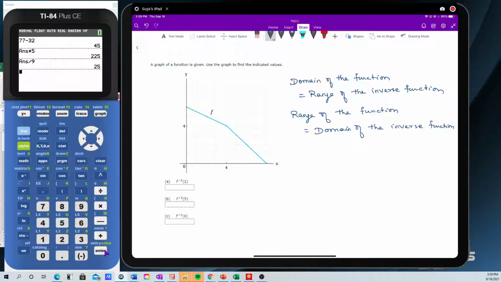So the question here is asking me to find the inverse function's value. It's asking what f inverse of 2 is. So first let me locate the points here. This coordinate is x is 0, y is 6, and this would be x is 4, y is 4. This point would be x 2, y 5, and this point, I'm just picking some random points, would be 8, comma 0.